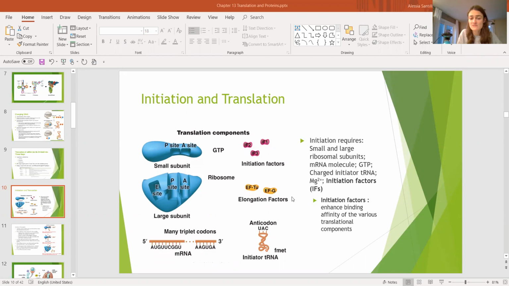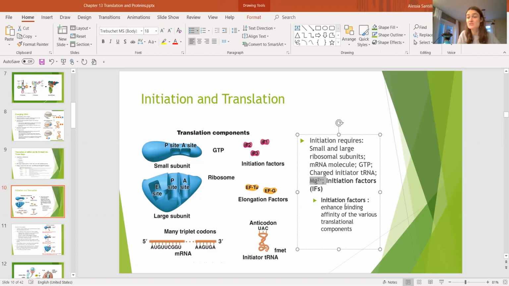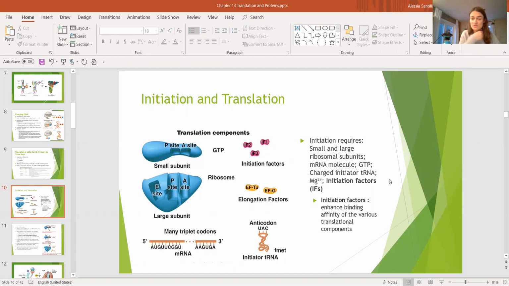So here, the elongation factors, as their name suggests, are going to come about later in the elongation stage. Right now, we're more focused on initiation factors. There's also a couple of things like magnesium. These factors are basically proteins, and they require the assistance of certain minerals like magnesium. What these initiation factors do is enhance the binding of the various components of the actual translation machinery. So in order for the small subunit of the ribosome to bind to the mRNA, it does so with the help of these initiation factors. Otherwise, things don't really stick properly together.